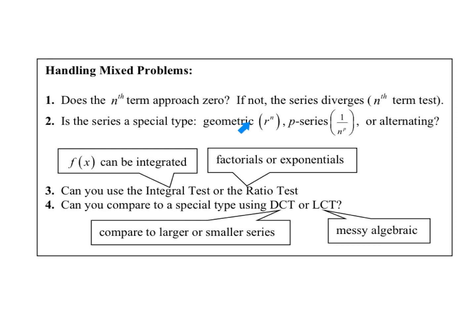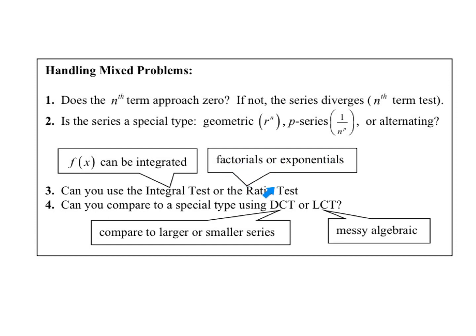Geometric, you can do a test for both convergence and divergence. P-series test, both convergence and divergence. Alternating is only a test for convergence. That doesn't test for divergence. You have to use a different test. So you could potentially look at convergence through alternating. Then with the integral test, is it something that can be integrated without a lot of pain?